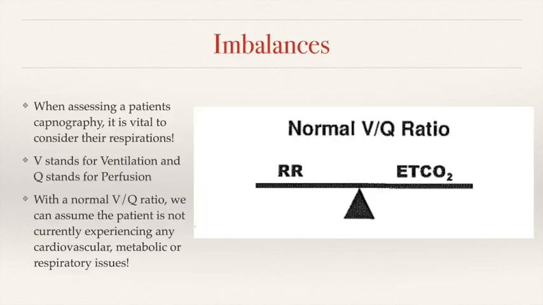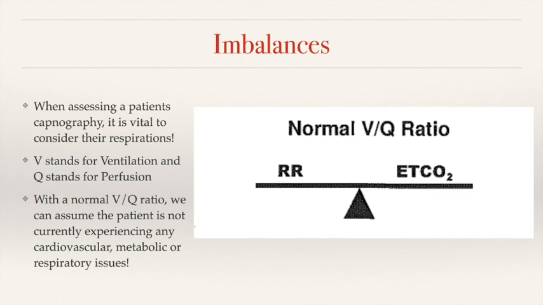Okay, now that we've discussed waveforms, I want to talk about imbalances with our capnography and our respirations. Pictured on the right is what we call a normal VQ ratio. V stands for ventilation and Q stands for perfusion. So if you're ventilating normal and you're perfusing normal, you have a normal VQ ratio. That's just the terminology that they use. So if you place your patient on capnography and their respiratory rate's 14 and their end-tidal's 40, you can assume, as long as nothing else is going on and your patient seems stable, that they're not currently experiencing any cardiovascular, metabolic, or respiratory issues.